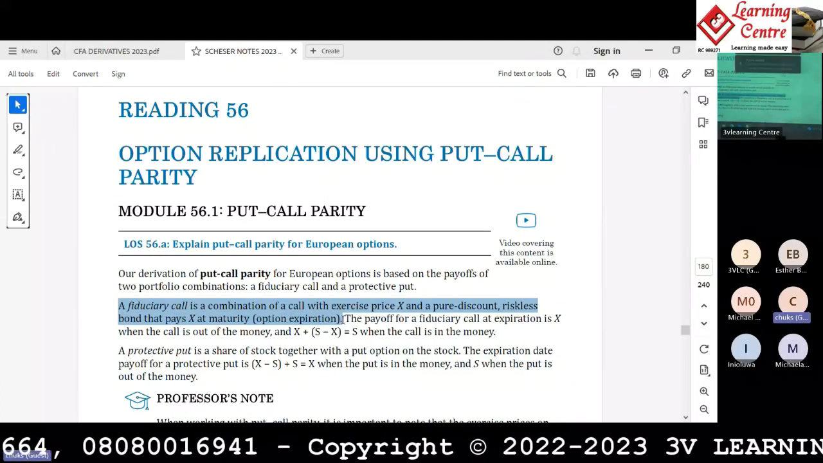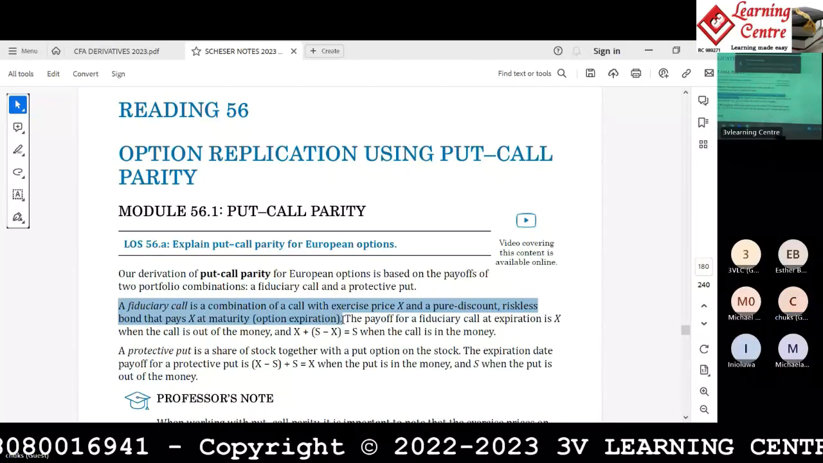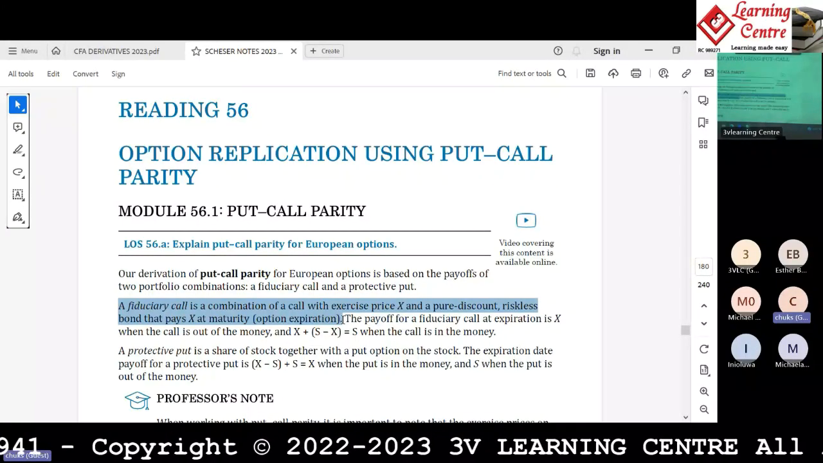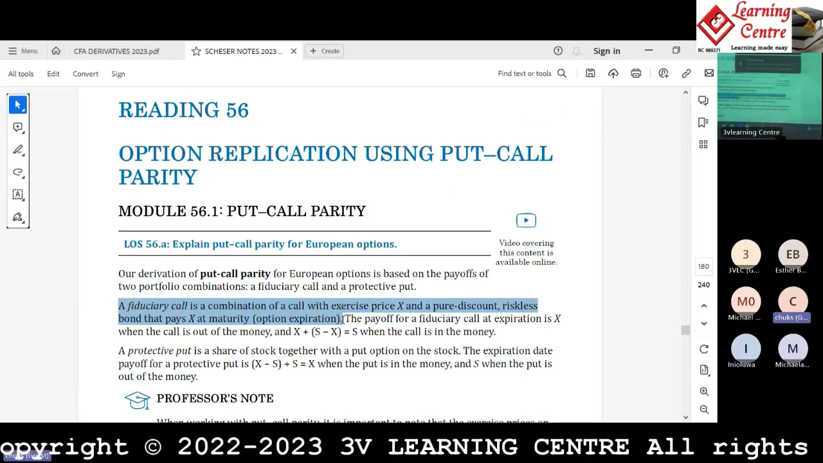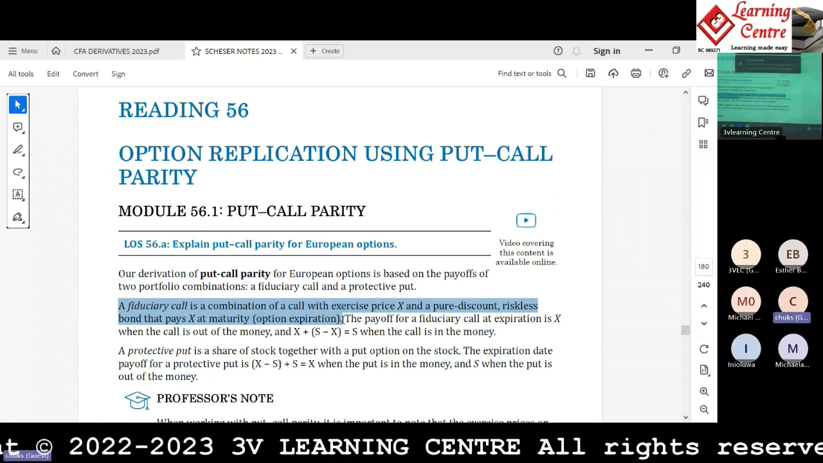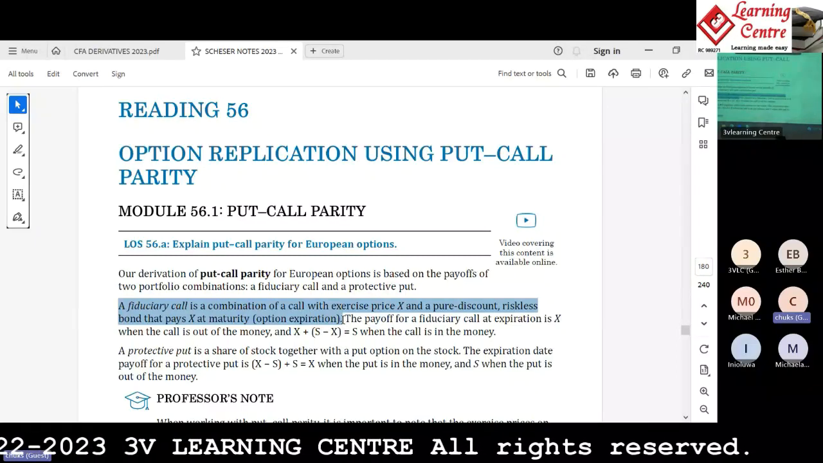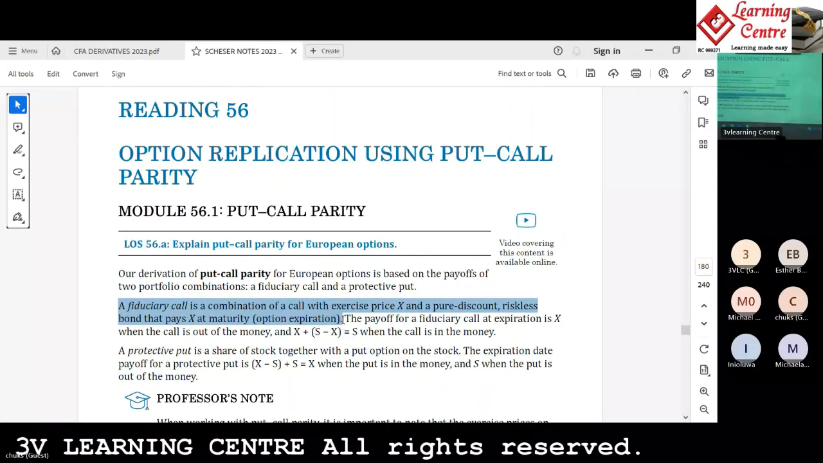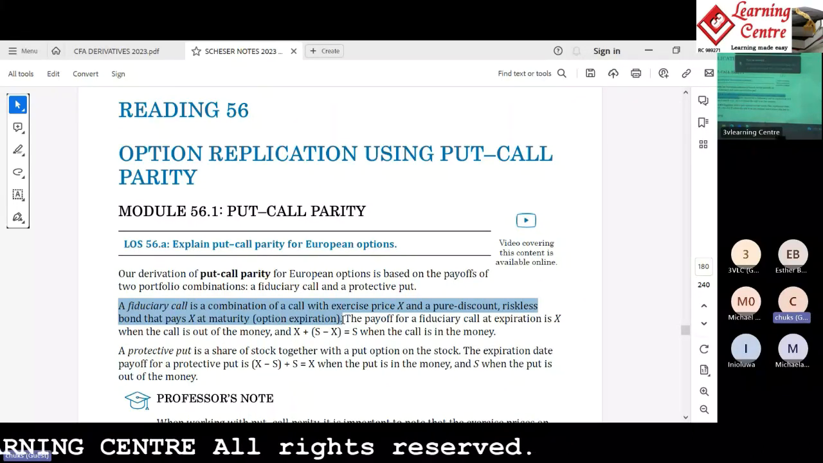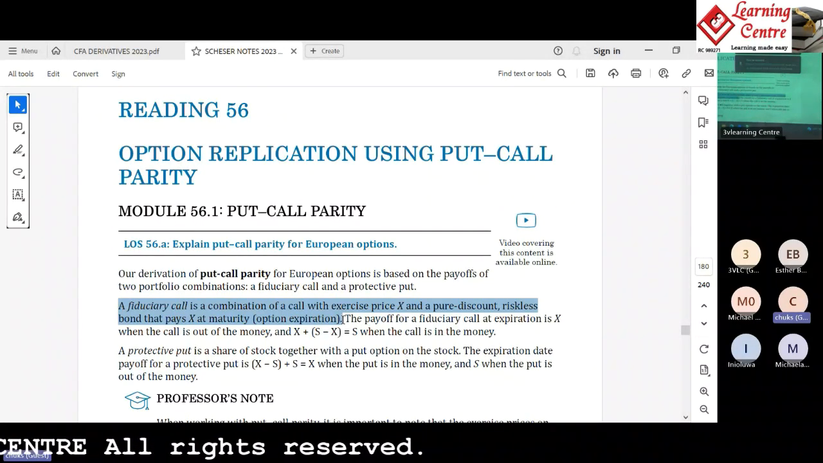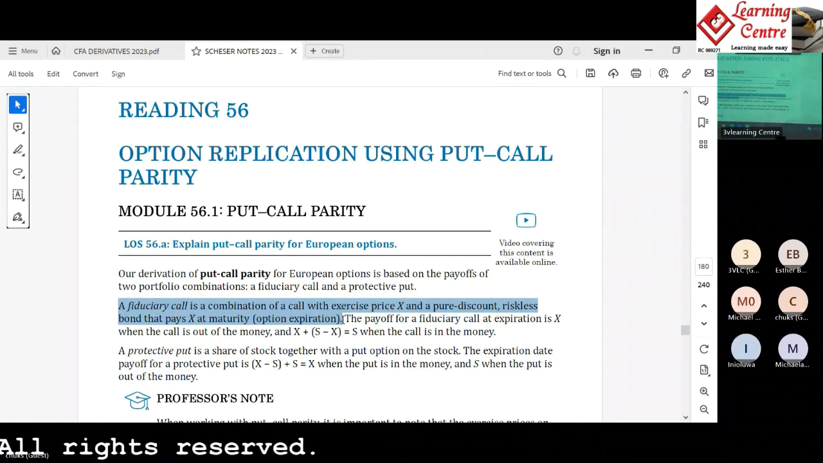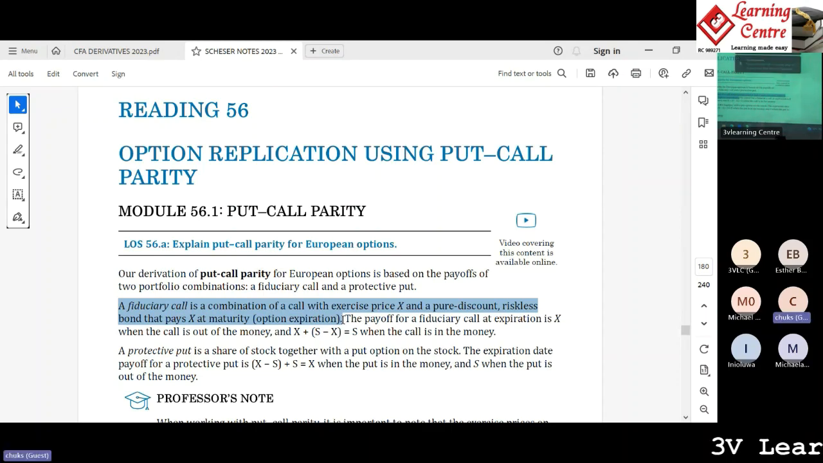So I take it again. The protective put has two things: I have the stock, then I have the put option with me. The fiduciary call has two things: I have the call option, and then I have enough cash to invest today so that I'll have enough money to be able to buy these assets in the future. Is that clear? Or should I take it again? Okay, I'll take silence as it is clear.